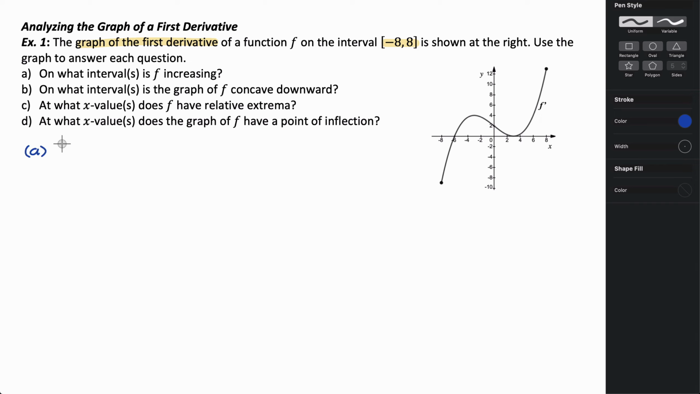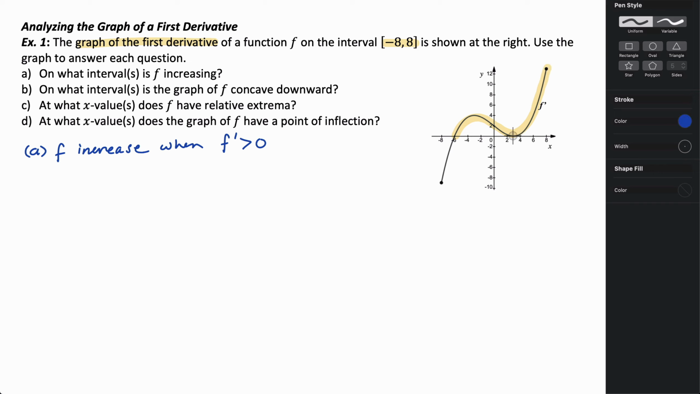So first, we know that f increases when, if we're thinking about it in the scope of f prime, the first derivative is positive. So where's the derivative positive? When it's positive, that means that it is above the x-axis. So again, remember, this curve is not f, it is f prime. So this curve is above the x-axis, kind of in this region here.